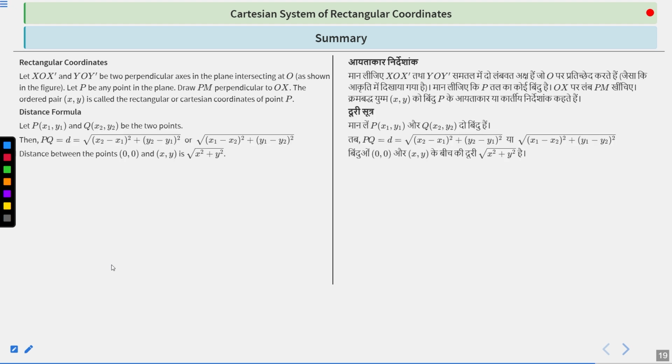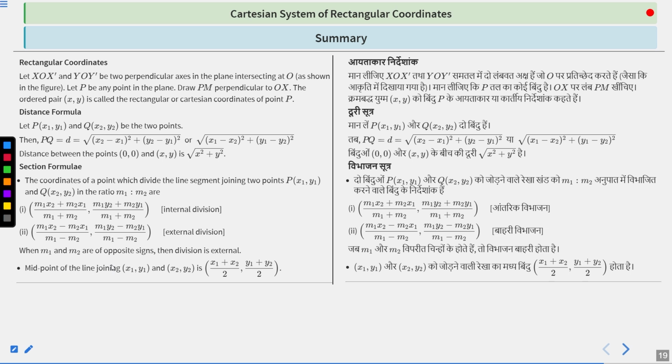So we have seen the distance formula, in which we have seen the distance between 2 points having coordinates (x1, y1) and (x2, y2) is root over (x2 minus x1) whole square plus (y2 minus y1) whole square, or it can also be written as root over (x1 minus x2) whole square plus (y1 minus y2) whole square. The distance between the points (x1, 0), (0, 0) and (x, y) is root over x square plus y square.